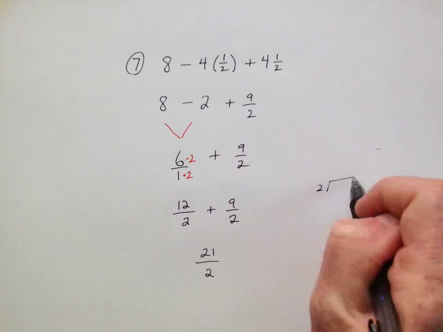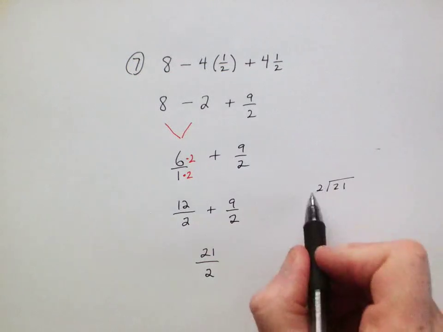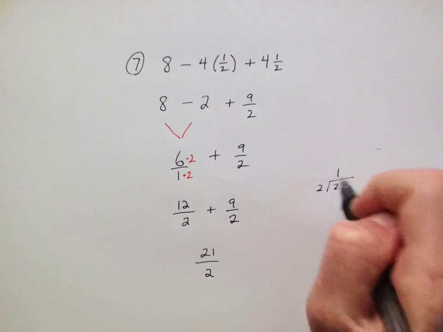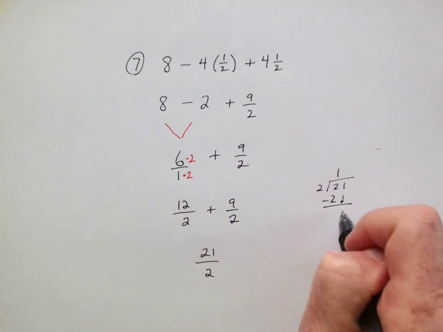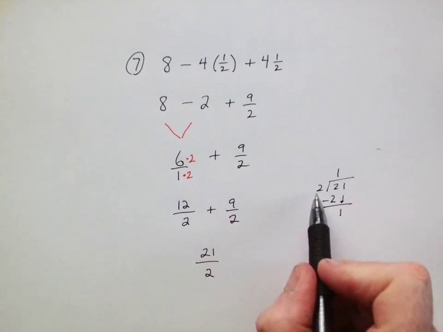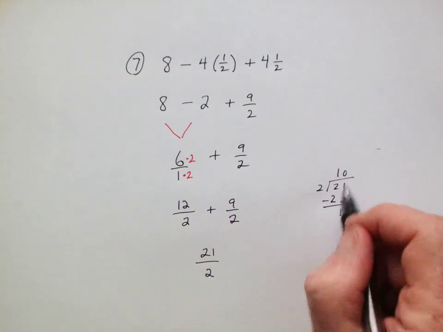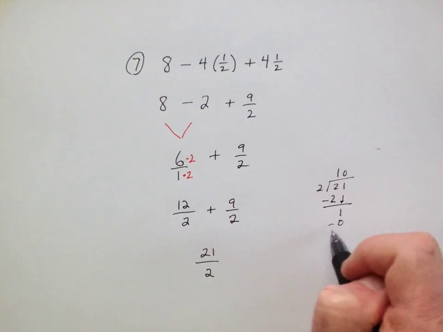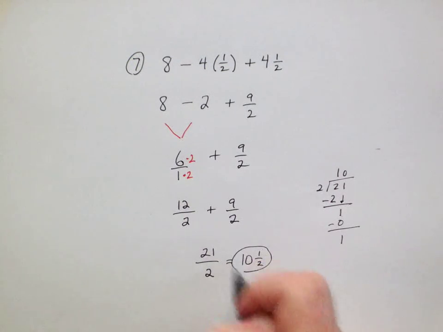So a 2 into 21, that would go, well, first of all, 2 into 2 would be 1. And then that would be 0, carry this down. And then a 2 into 1, it would go 0 times. So multiplying this would be 0, subtract. That means that the remainder is 1. So it is 10, and 1 is the remainder out of 2. So 10 and a half.